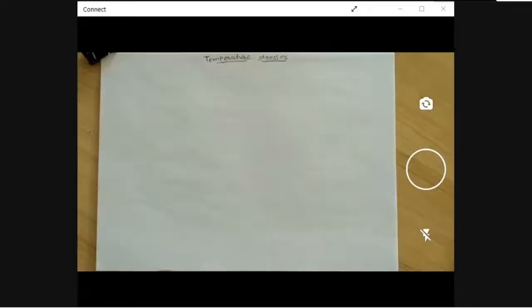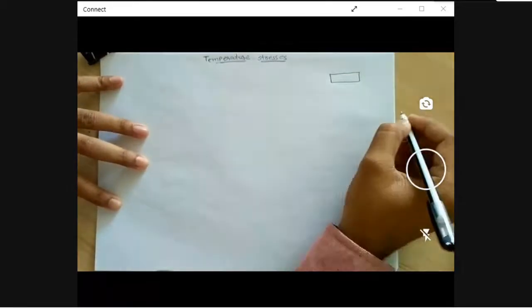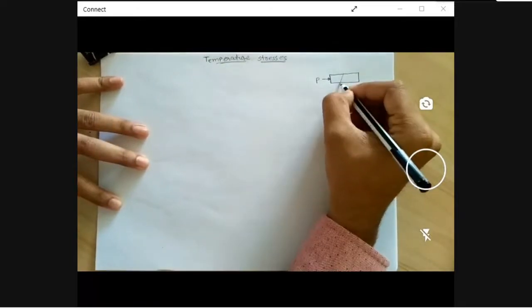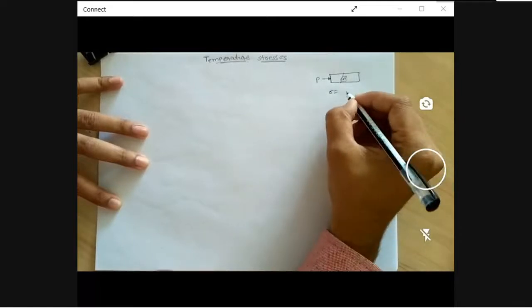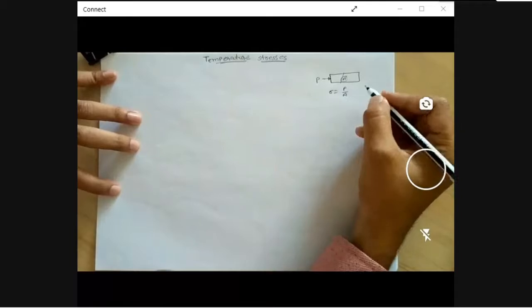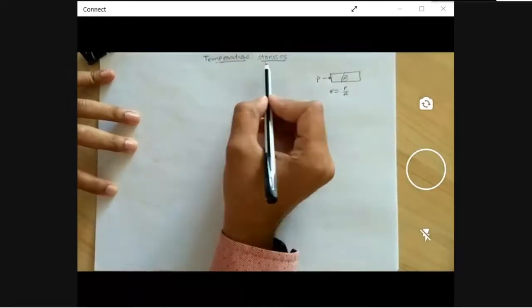In the first phase, we learned simple stress and strain. Suppose we consider a member like this, and an external force P acts on it, and its cross-section area is A. Then the stress generated within the member is given by force divided by cross-section area. So it's known as simple stress. But here we discuss temperature stress.